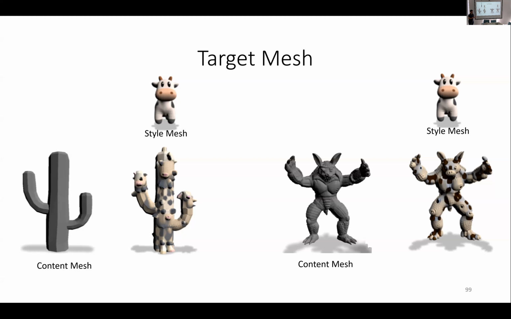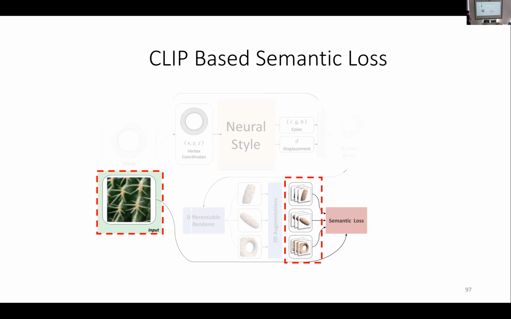Is there a semantic loss? Yes, we still use a semantic loss, but here you render the style mesh from multiple views, and you can then compare it to the content. But you don't have CLIP for this? You can, because for the style mesh, we simply render it the same way that we did for the content mesh. We take multiple augmented views, and that's a representation of the style mesh. And now we can simply compare the content with the style.